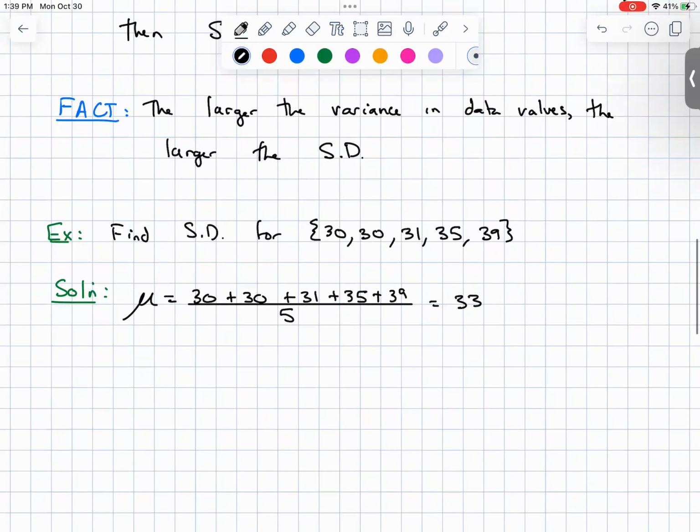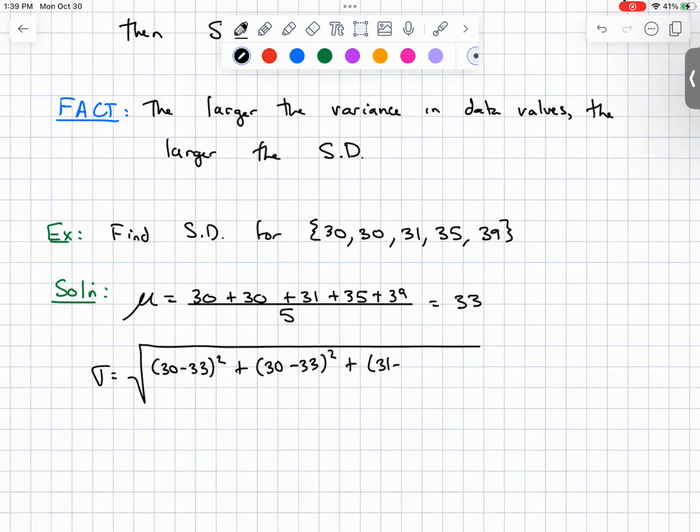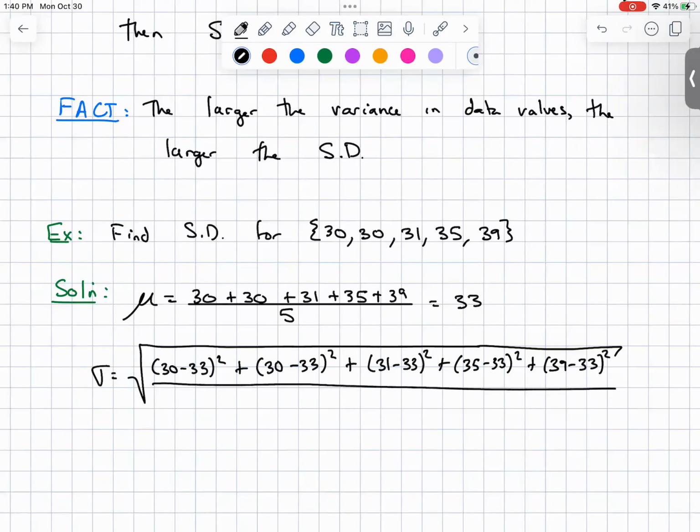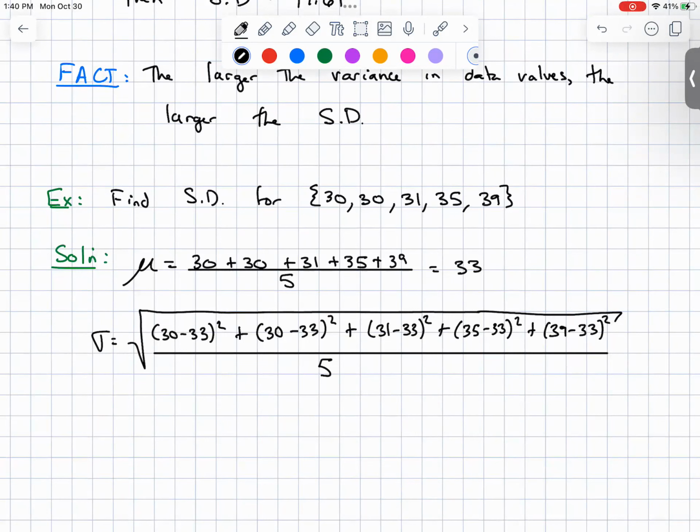Sigma is going to be the square root of all the data values minus the mean, and then square that. So 30 minus 33 squared, plus another 30 minus 33 squared, plus 31 minus 33 squared, plus 35 minus 33 squared, plus 39 minus 33 squared, all divided by 5. Write that down.